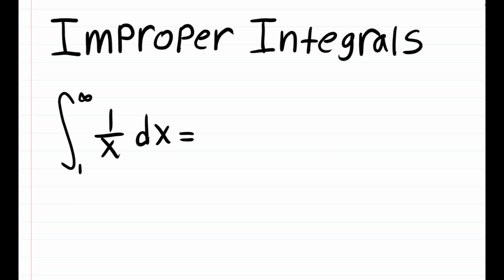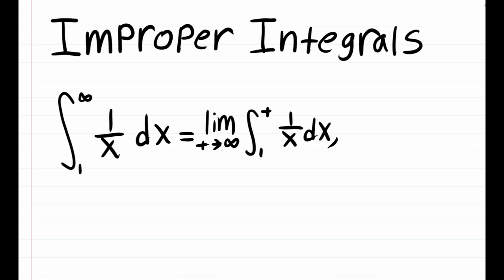The first thing we can do, because we don't like seeing infinity as one of the bounds of our integral, is replace the upper bound with a variable and set the limit of the variable to infinity. So we would do this by writing the limit of a variable t approaching infinity of the integral from 1 to t of 1 over x dx. So now let's move on.